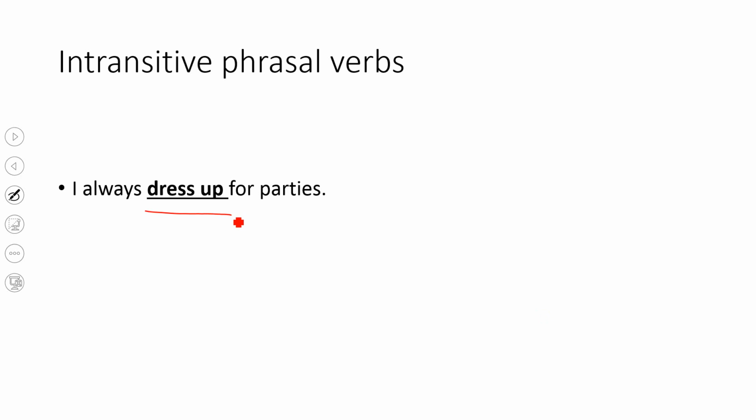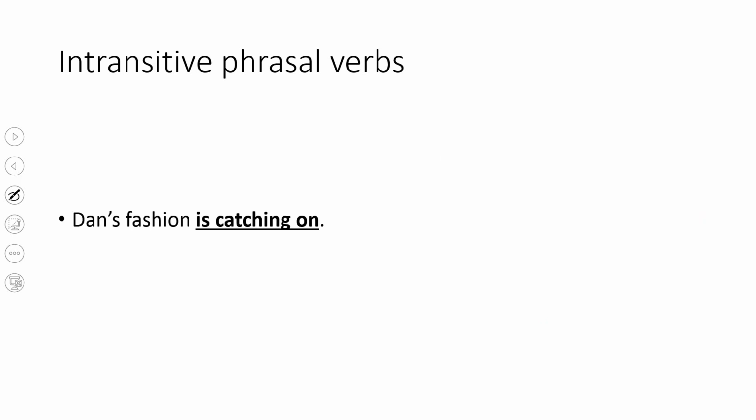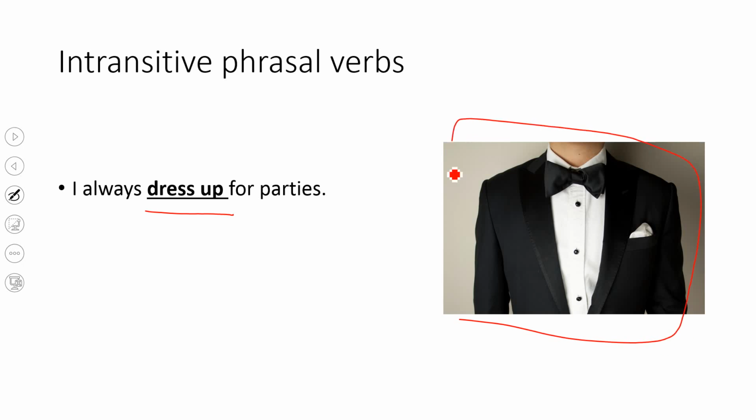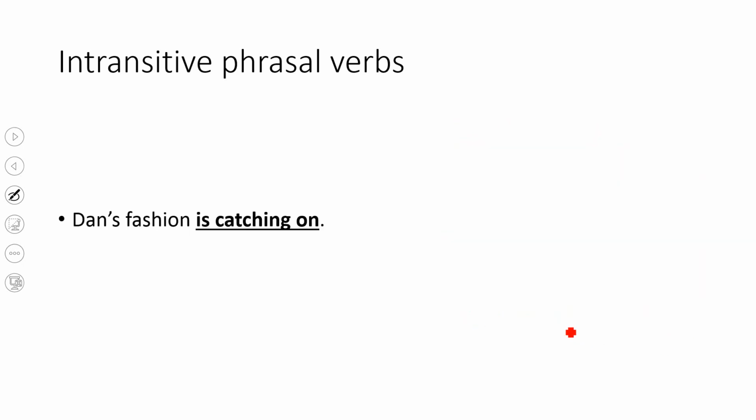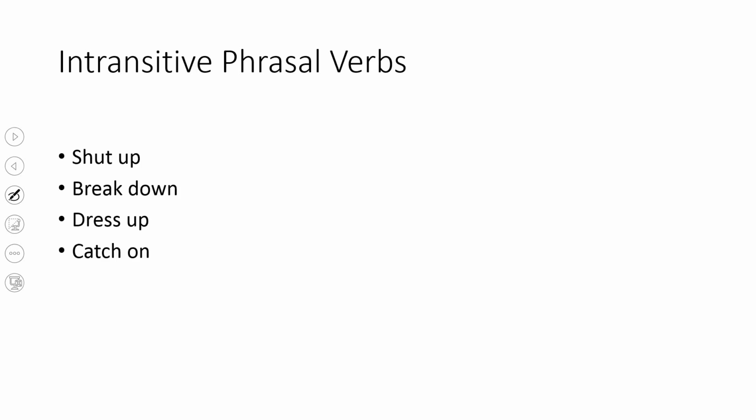Next, I always dress up for parties. So dress up, oh, I lost my picture. Dress up means to wear fancy clothes. And Dan's fashion is catching on. What is Dan's fashion? Socks with sandals. Always a good look. Catching on means becoming more popular. So, intransitive phrasal verbs don't need an object to complete the idea.